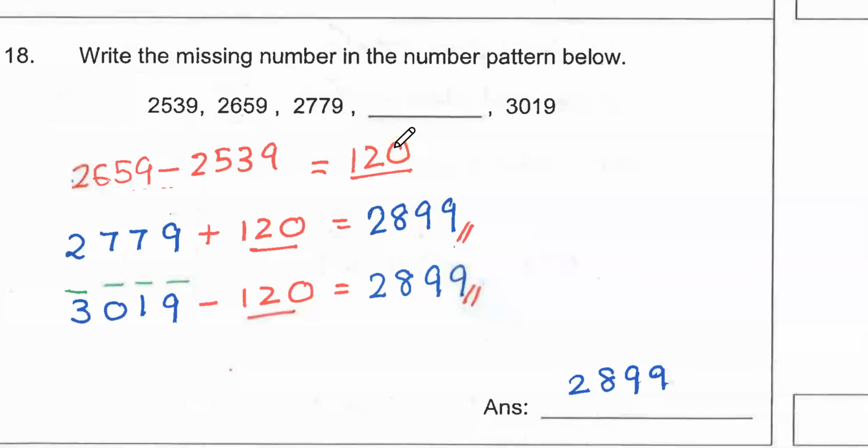So if it is 120, all you have to do is take this number, 2,779, right here, and add 120, and you get this answer. To check, take the larger number from here, minus 120, and see if you can get the same number, 2,899. So 3,019 takes away 120 is 2,899. That's the answer.